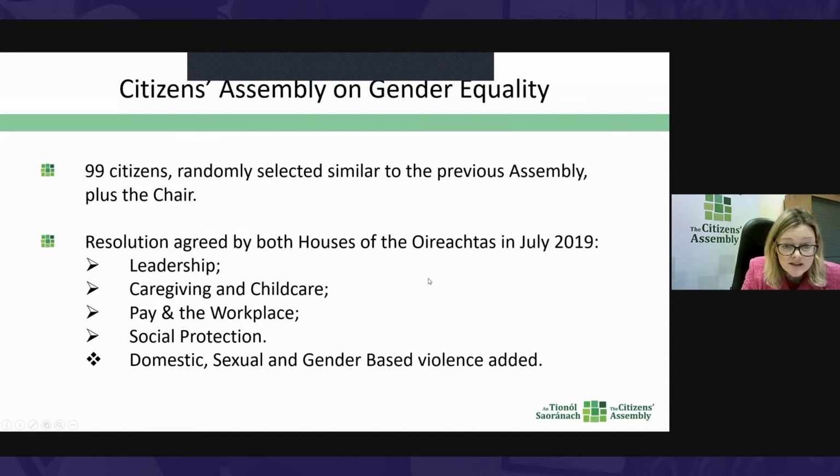And finally, the Citizens' Assembly on Gender Equality. This assembly followed the same structure as the previous assembly in terms of its membership. The Oireachtas resolution setting up the Citizens' Assembly included quite a detailed list of issues that the assembly was asked to consider around the topic of gender equality. And these broadly fall into the four headings that you see on your screen. The assembly itself decided to add domestic, sexual and gender-based violence to its mandate, given the importance of this topic as a gender equality issue. And unfortunately, it was something that did rear its head during COVID.